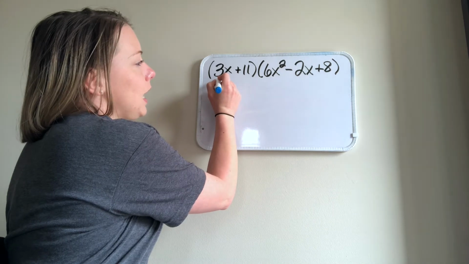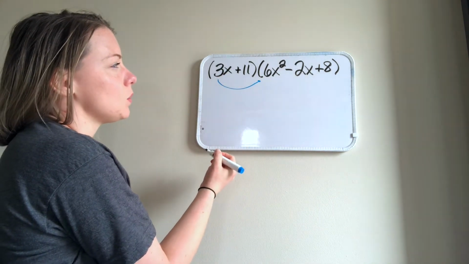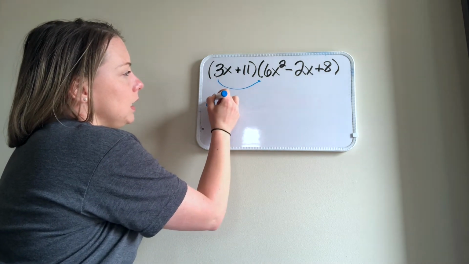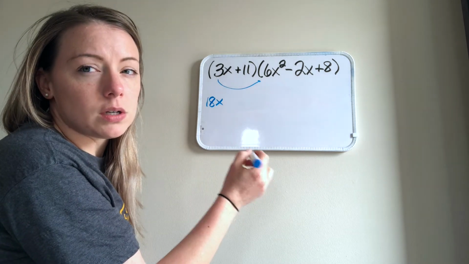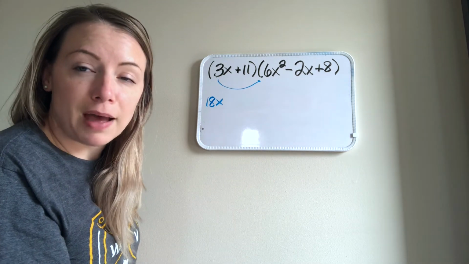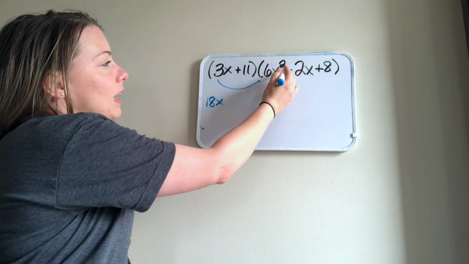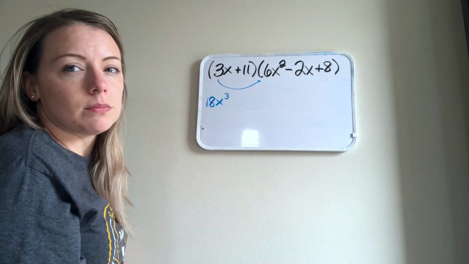I have 3x, and the first thing it's going to multiply by is 6x squared. So I have 3 by 6, which is 18. And then we have to remember that our product of powers property tells us that we're going to add those 2 exponents. So I end up getting x cubed.